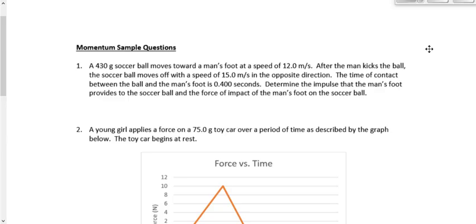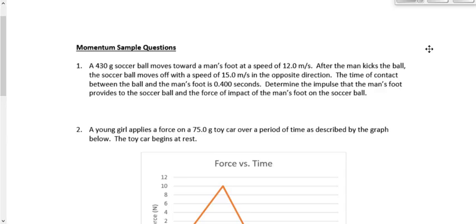We want to review for our momentum test on Friday. We're going to start with the very first topic in that unit, and that is momentum. Momentum is a vector, as you know. Momentum is a vector, which is a product of mass and velocity. So we need direction with velocity, which means we need signs.